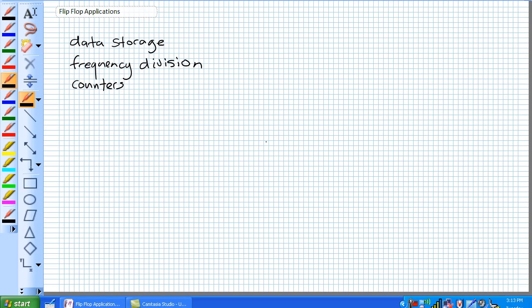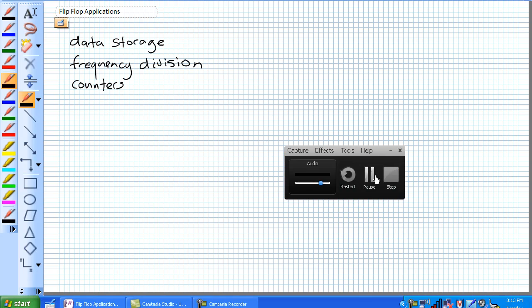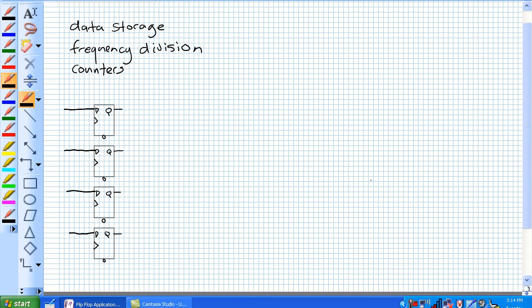4 bits, that's a nibble. I hate that word. But let's just stick to our 4-bit. We want to store a BCD number because remember, BCD, binary coded decimal, is a 4-bit representation of a decimal digit. Okay, so we want to have 4 bits. So let's line up 4 flip-flops. In this case, we're going to use 4 positive edge-triggered D flip-flops.